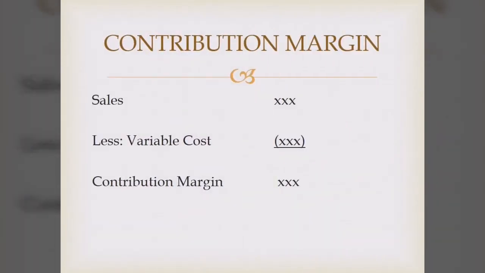Contribution margin is equal to the difference between total sales and total variable cost. Or in other words, it is the amount by which sales exceed total variable cost. In order to make a profit, the contribution margin of a business must exceed the total fixed cost. In short, sales minus variable cost equals contribution margin.